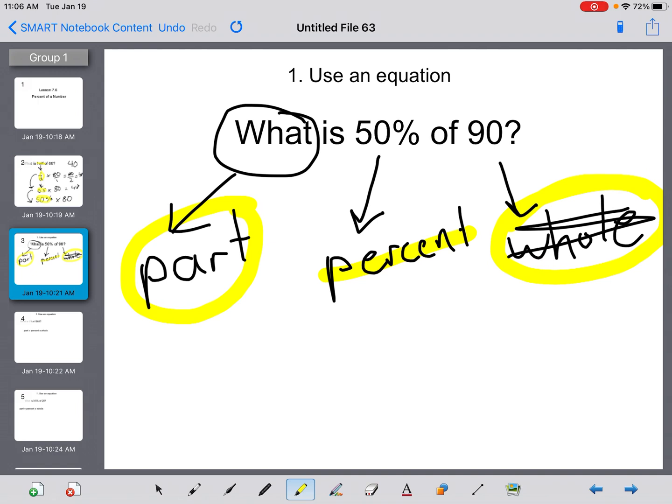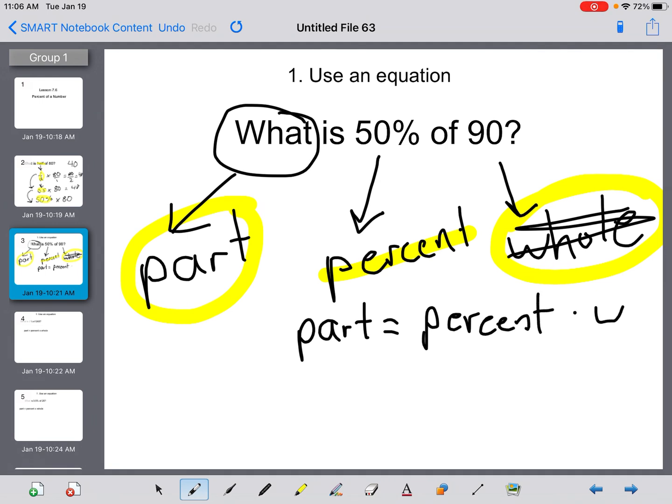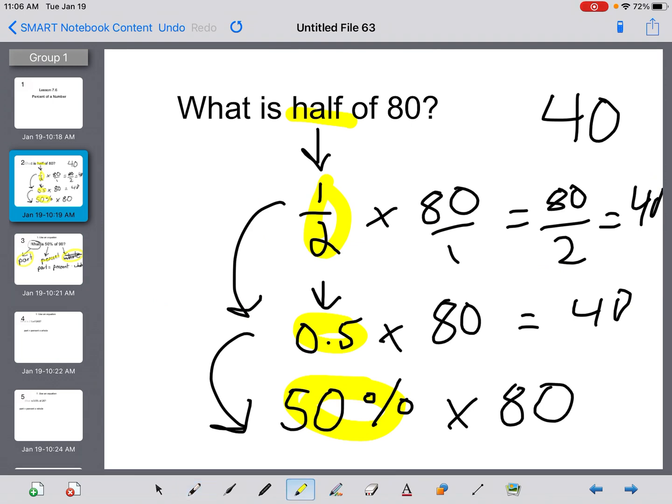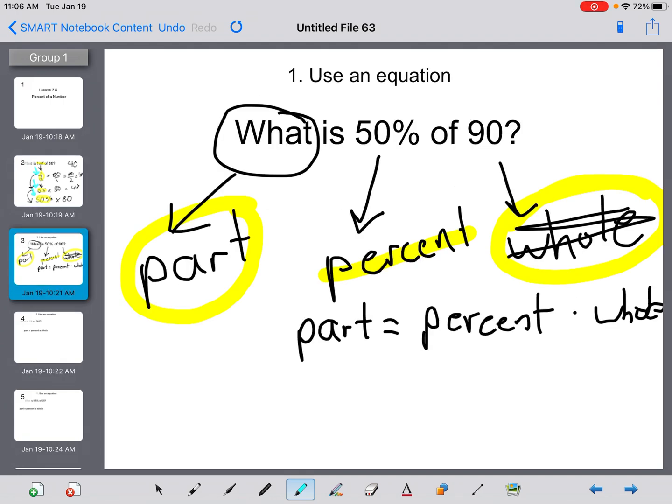But actually, what we can do is create this as an equation. We can say that the part, that's the part of a number I'm trying to figure out, is actually the percent times the whole number, which really on this last slide, that's what we were doing, right? We did 1/2 times 80, we did 5/10 times 80, and we did 50% times 80. So when I'm looking over here, I can come up with this equation. And this is the first way to solve percent of a number, is using an equation.